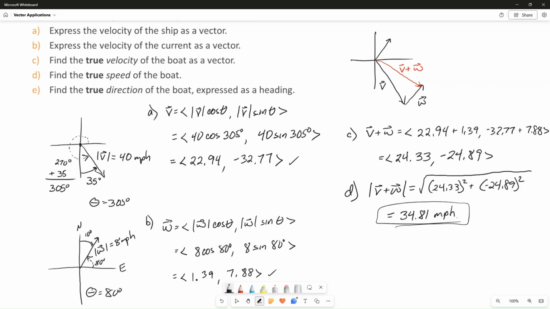All right, the last piece that we want here is to find the true direction of the heading of the ship. And we want to do that as a heading. So heading just means we want to express it as a north or south, east or west angle using our cardinal directions. Okay.